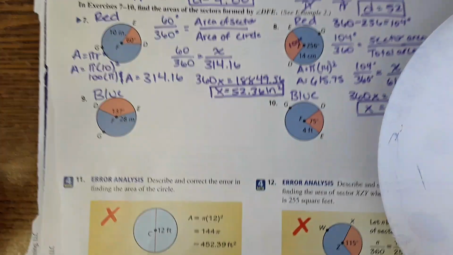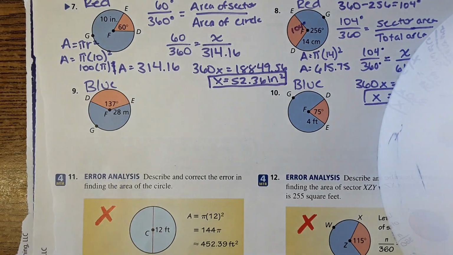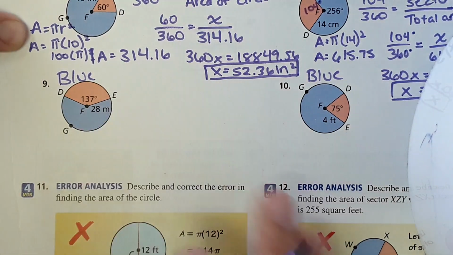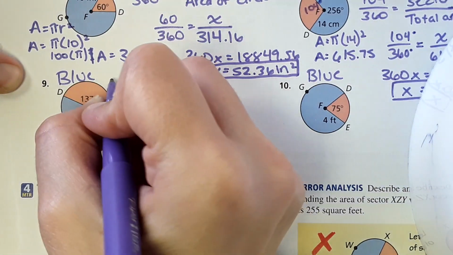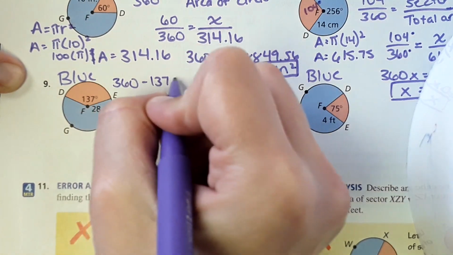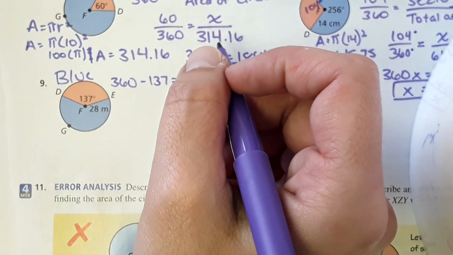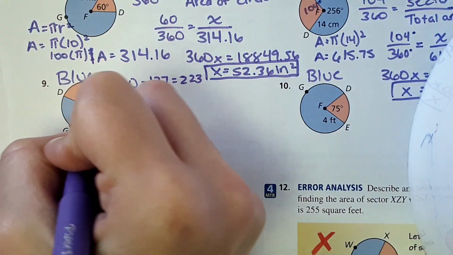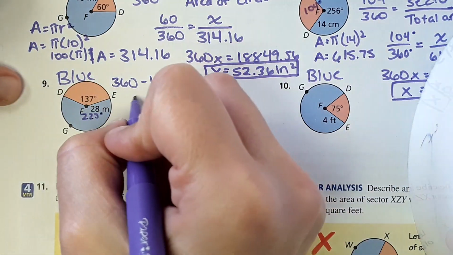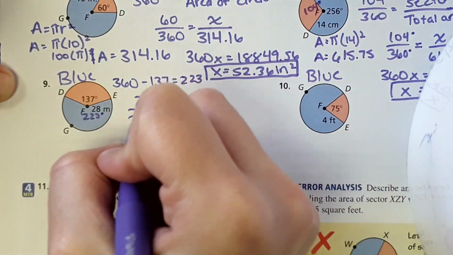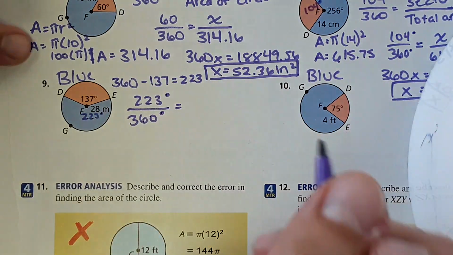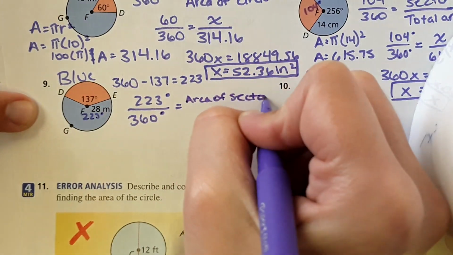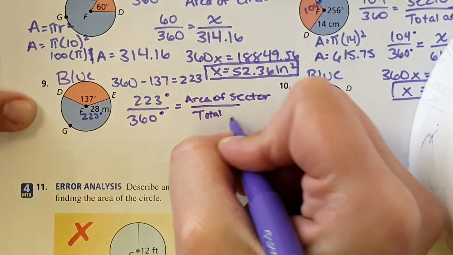Okay, so we're going to do one more. We're going to do number 9. For number 9, we're going to find the area of the blue part, which they didn't give us the degrees for the blue part, but we can solve for it by doing 360 minus 137 to get 223 degrees. Okay, so 223 degrees over 360 degrees equals area of sector over total area.